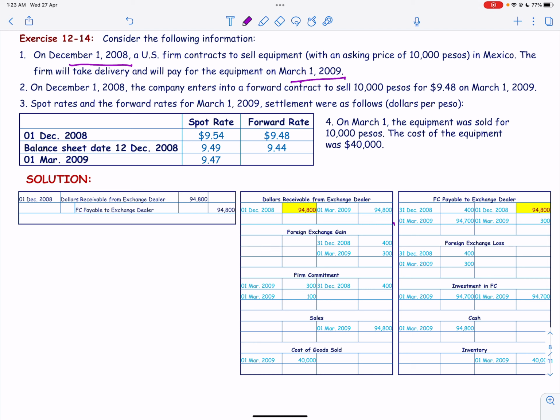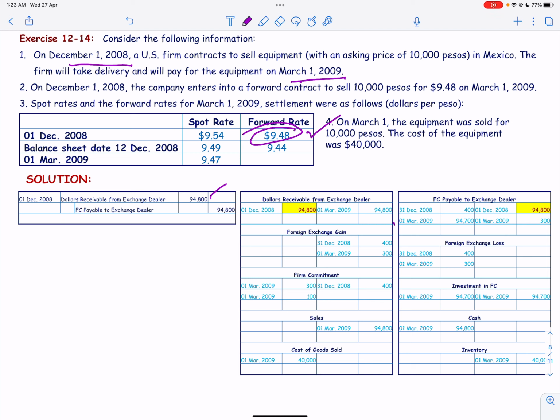And this is the hedging for an unrecognized foreign currency commitment, and the firm will hedge against it. On December 1, 2008, the company enters into a forward contract to sell 10,000 pesos for 9.48 on March 1, 2009. So the US company wants to avoid unfavorable exchange rate risk on 1st of March 2009. Therefore, they want to find someone who agrees to buy 10,000 pesos at the rate of 9.48. So the US company will receive 94,800 for this contract.